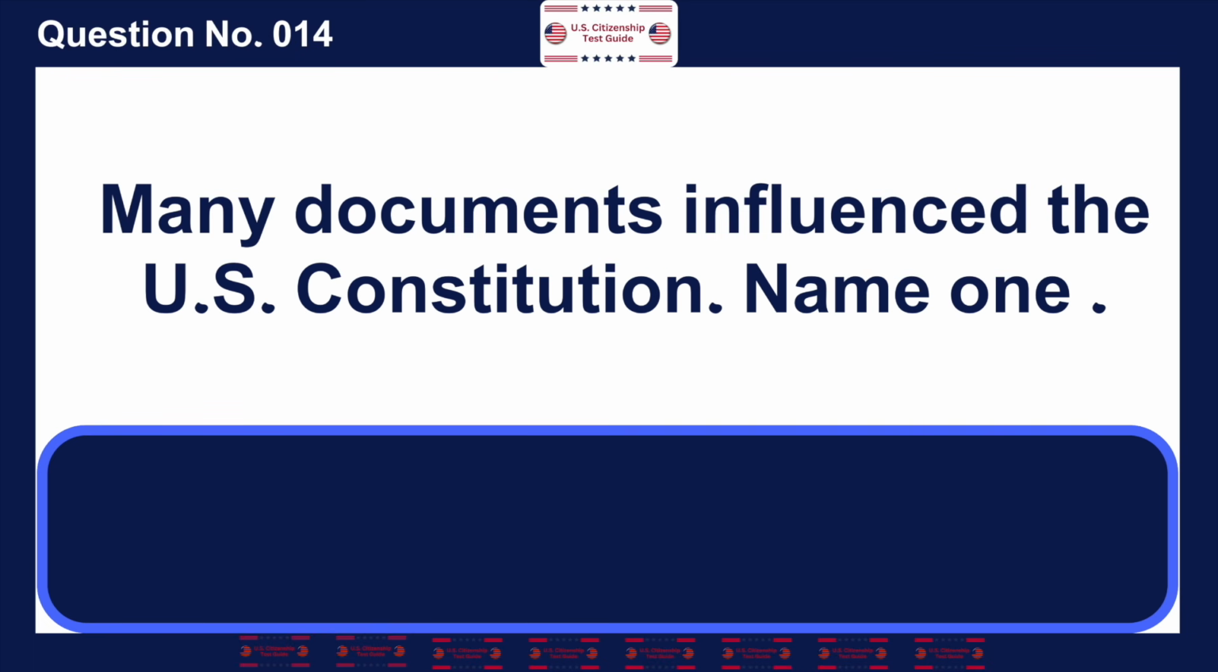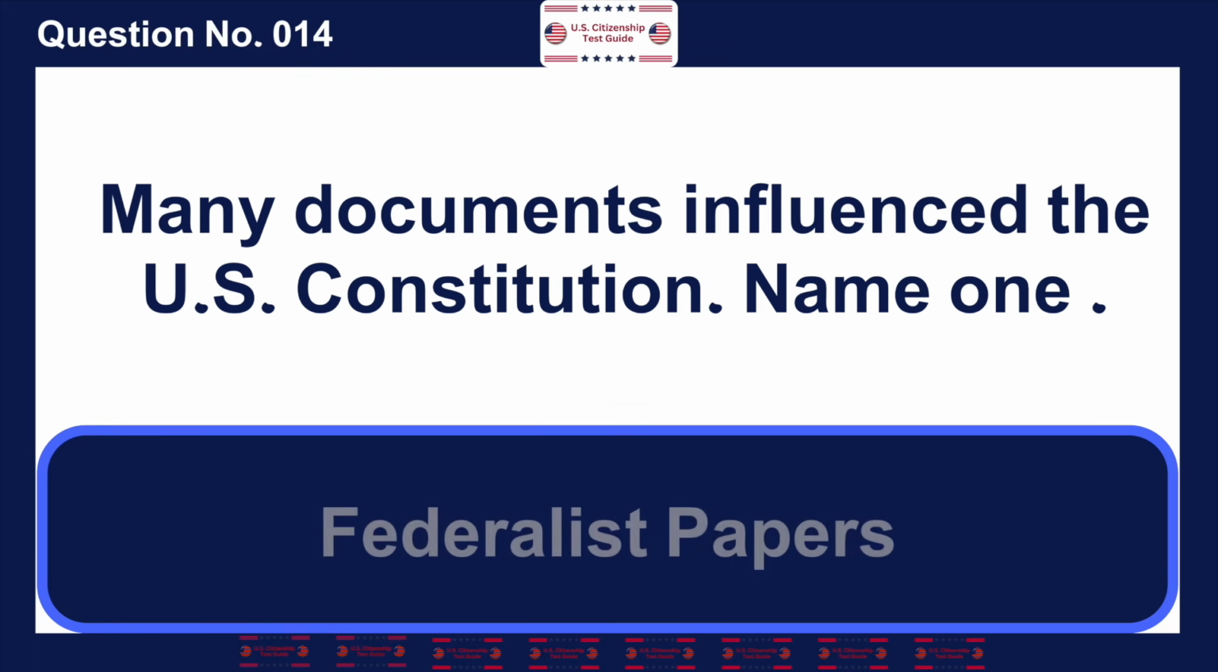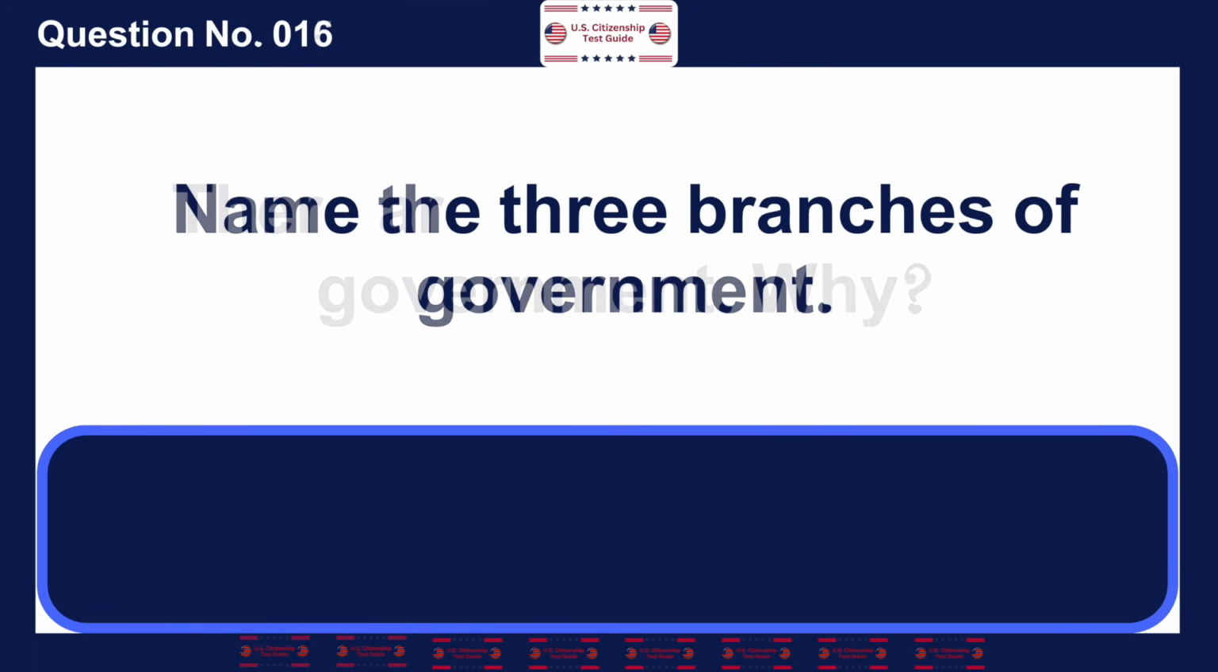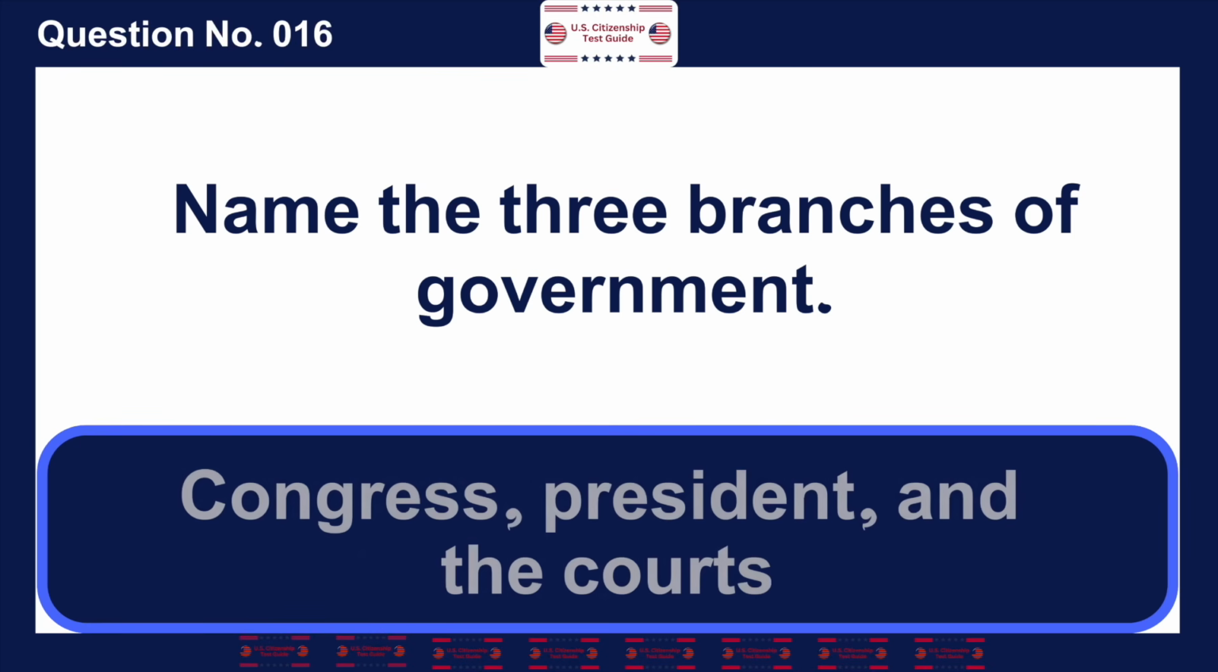Many documents influence the U.S. Constitution. Name 1. Federalist Papers. Name the 3 branches of government. Congress, President, and the courts.